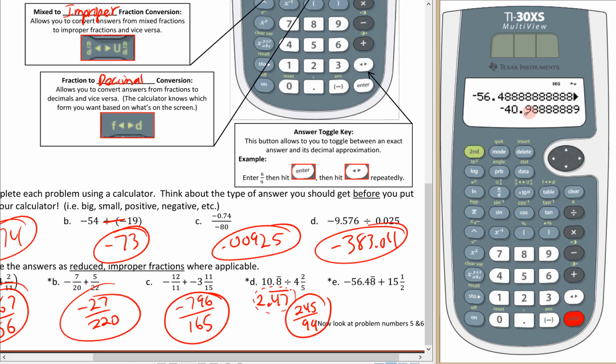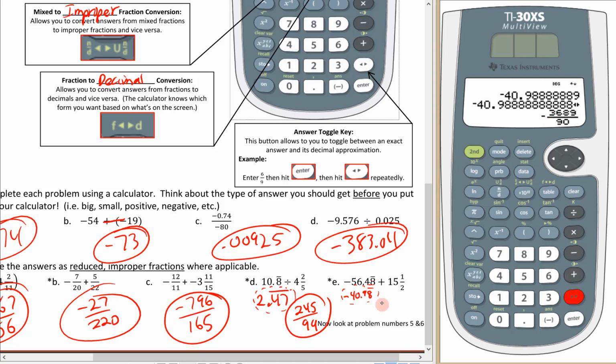Okay, so there's the answer. So it's going to be negative 40.988888, and rather than write that, I am going to write that down just for the heck of it, just so we have track of it. 988888. Okay, or I could just do this, a 9 and an 8 with a bar over it. That would be okay. Let's make the calculator change this for us. So if we get lucky, let's see what it'll do. Oh, there we go. Just hit that toggle key.